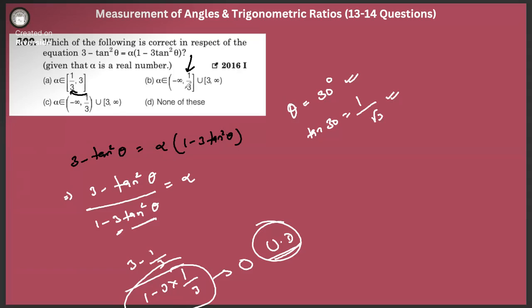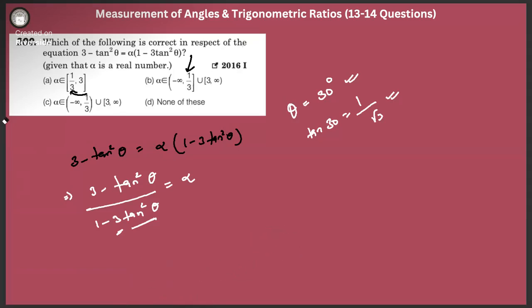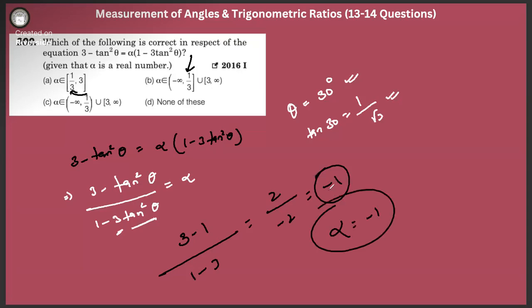You put any values over here. Let's put theta is equal to 45. If we put theta equal to 45, it will become something like this: 2 by minus 2, so alpha is equal to minus 1. Minus 1 is supposed to be in the range. Is minus 1 in the range? In this option, it's a very small range.